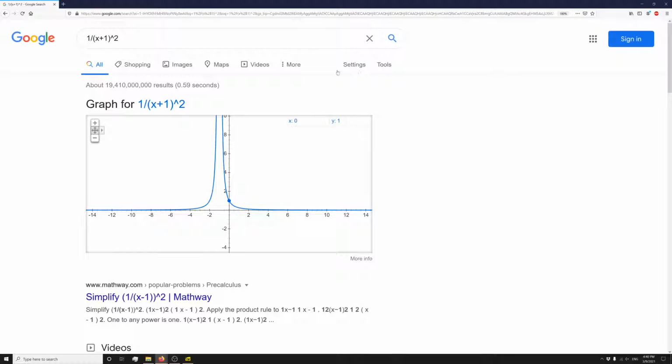So things like that I would keep an eye out for. That's when the limit doesn't exist. That's when we have an infinite discontinuity.